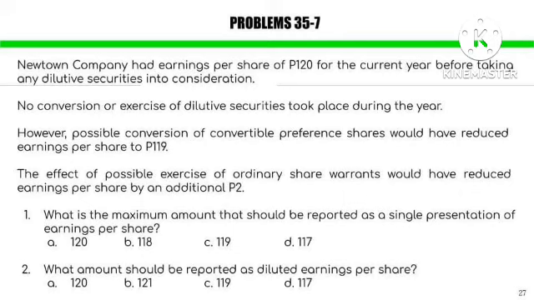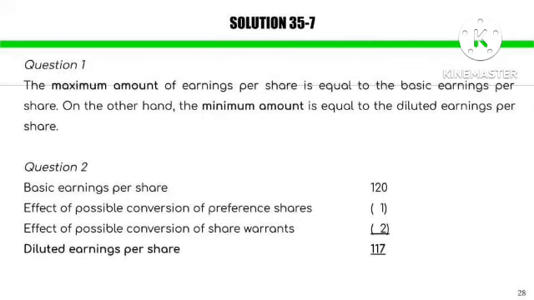There are two things asked in this problem. First is the maximum amount that should be reported as a single presentation of earnings per share, and the amount to be reported as diluted earnings per share. Finding the answer for question number 1 is very simple. We just have to note that the maximum amount of earnings per share is equal to the basic earnings per share. Thus, the maximum amount to be reported as a single presentation of earnings per share is 120 pesos. On the other hand, the minimum amount is equal to the diluted earnings per share.